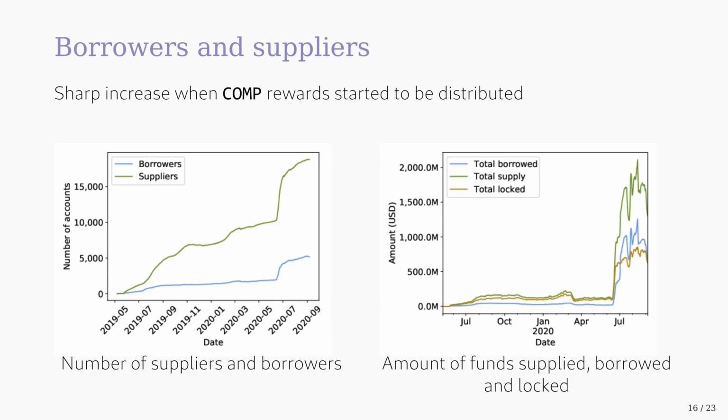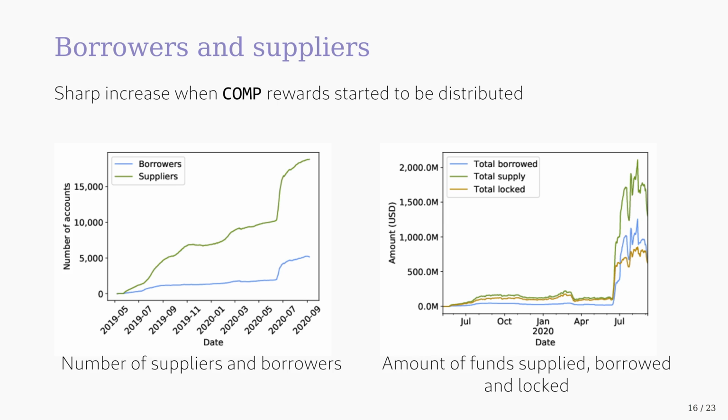Now in terms of analysis, we looked at several things. The first thing we looked at is the actual borrowers and suppliers over time. Here in both graphs, on the left we have the number of borrowers and suppliers over time. On the right we have the amount of funds supplied and borrowed, as well as the amount locked. We can see that in both graphs there is a sharp increase around mid-June last year. This corresponds to when the COMP rewards started to be distributed, where COMP is the governance token of Compound.